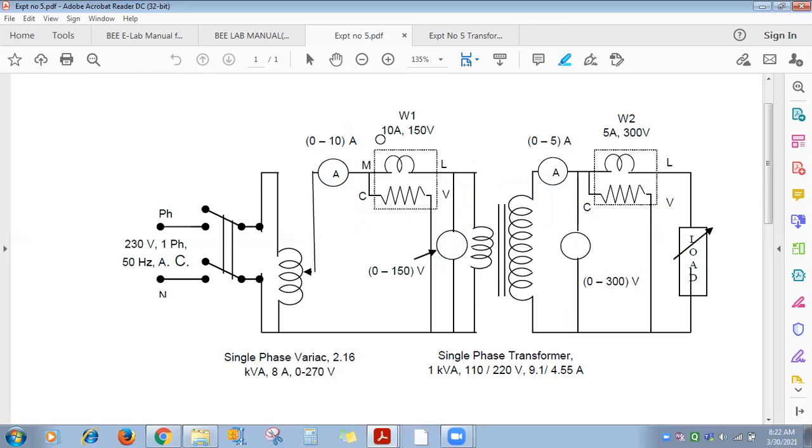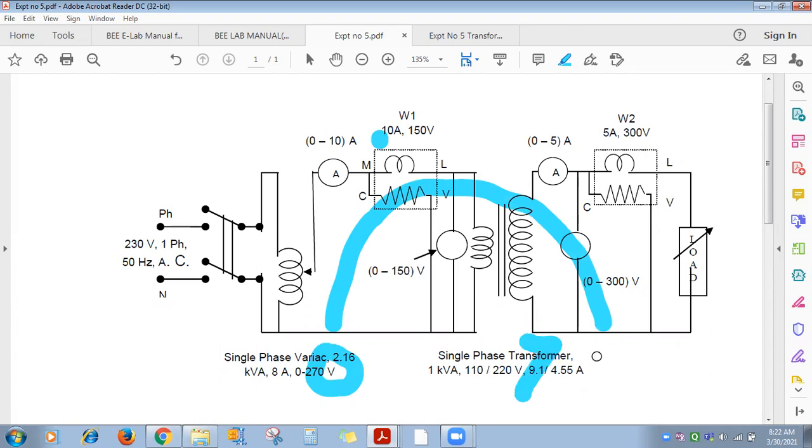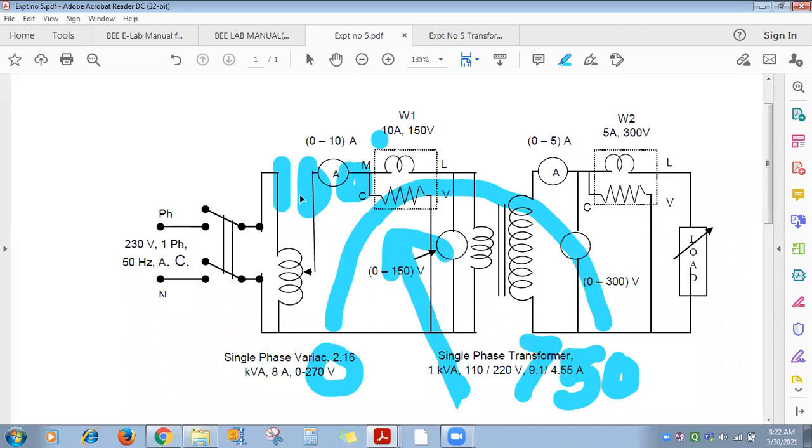Now, whenever you want to note down the W1 and W2 readings, look at the scale. Suppose this is the scale in the wattmeter, it starts from 0 and ends at 750 watt. So the maximum full scale deflection is 750 watt, and there is also a pointer. Suppose this pointer is on 100 watt. The reading is not 100 watt. So what is the reading?